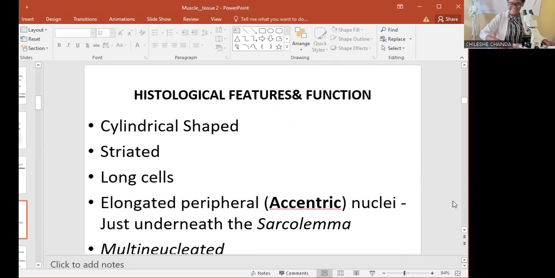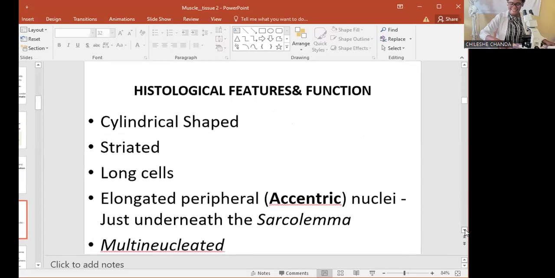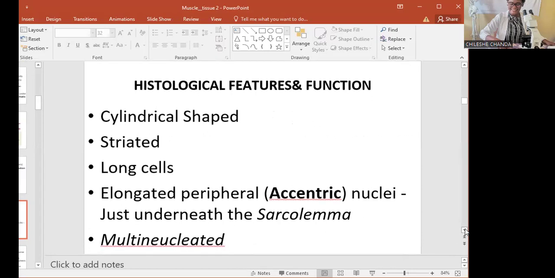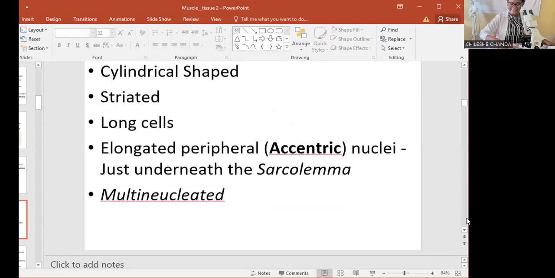Even these we have talked about. These we've talked about, the histological features of skeletal muscle. We said cylindrical, striated, long cells, elongated, peripheral nuclei just under the sarcolemma, and multinucleated.